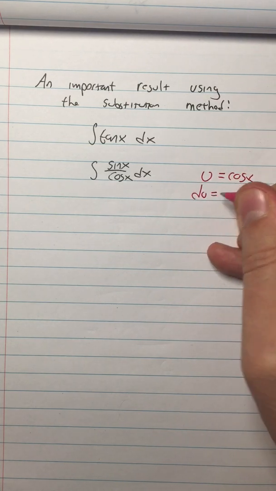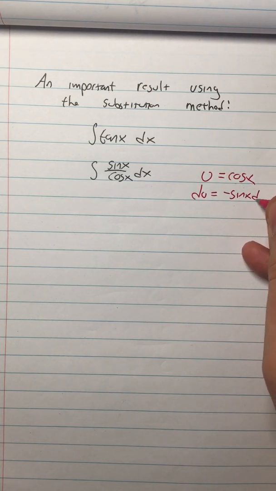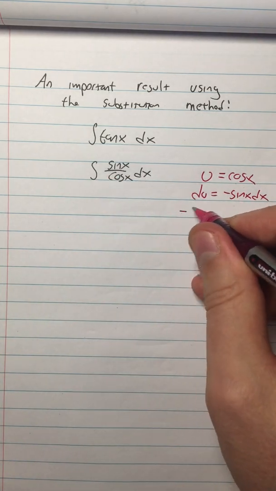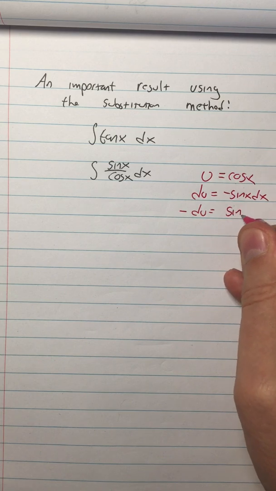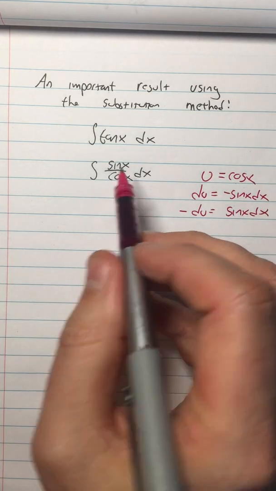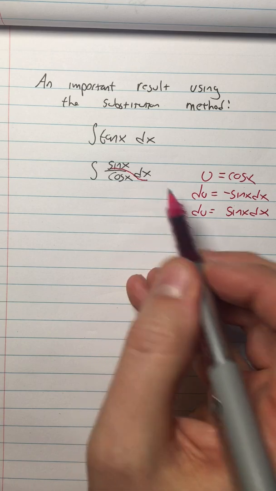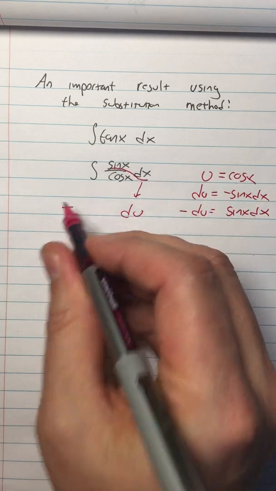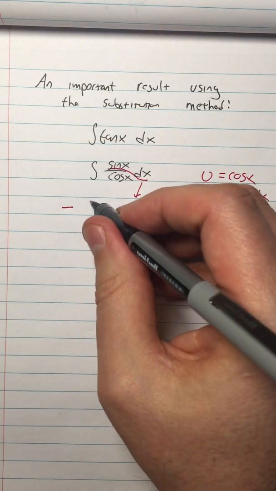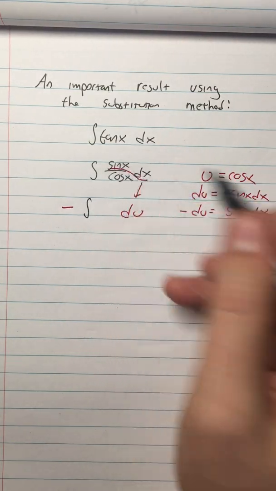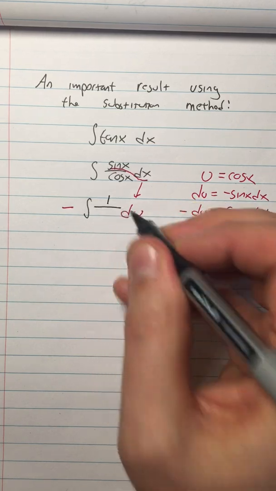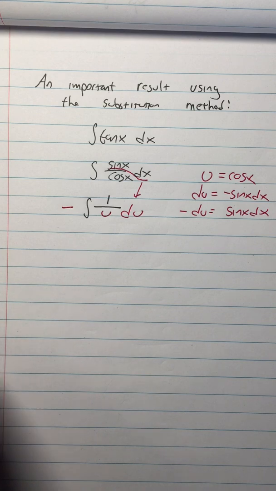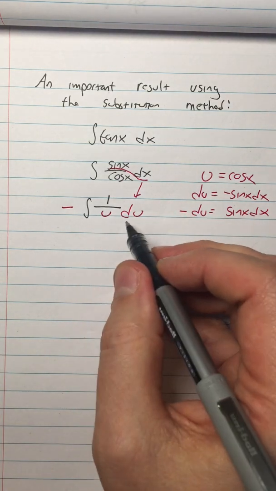And then du equals negative sine x dx. Now over here I have positive sine x, not negative sine x, so I'm just going to pull over the negative. Negative du equals sine x dx. Then I can replace sine x dx with negative du. So I'll put the du here and I'll put the negative out. I don't have anything left in the numerator, so the numerator is 1. And in the denominator, I'm substituting cosine x, which is u. So there you go. It's the integral of negative 1 over u.